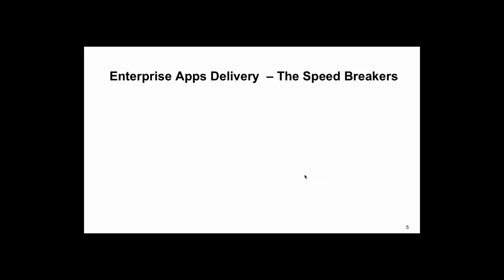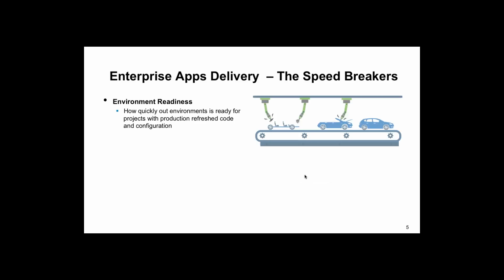So in enabling the enterprise applications for faster delivery, there are a couple of speed breakers we had to deal with. One is how fast an environment is ready for the project teams, so they have the latest code and latest configuration from production. That gives them a great head start without having to think, how do I synchronize my code? How do I migrate my code? How do I merge that?